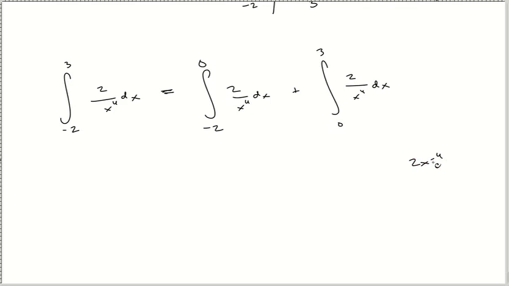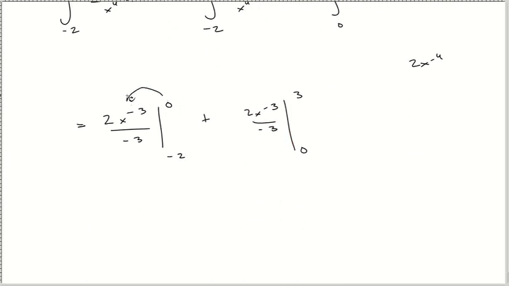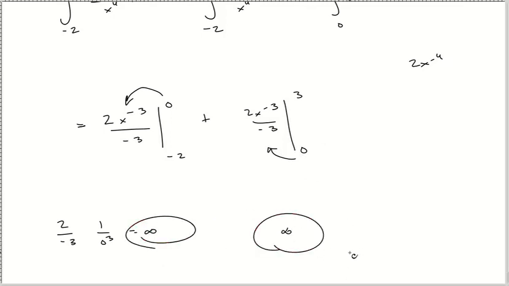So again, -4. I'm going to add 1 to this power and divide by the new power. So that's going to be x to the -3 over -3 from -2 to 0. And then plus, the same kind of thing here. We got x to the -3 over -3 from 0 to 3. Whenever I start plugging in a 0 here, I'm going to get trouble out of this. 0 cubed. Notice I got 1 over 0. And so to me, that screams infinity. Same thing here. I'm going to plug in that 0 eventually, and I'm going to get an infinity. And infinity answers lead me to diverge again.